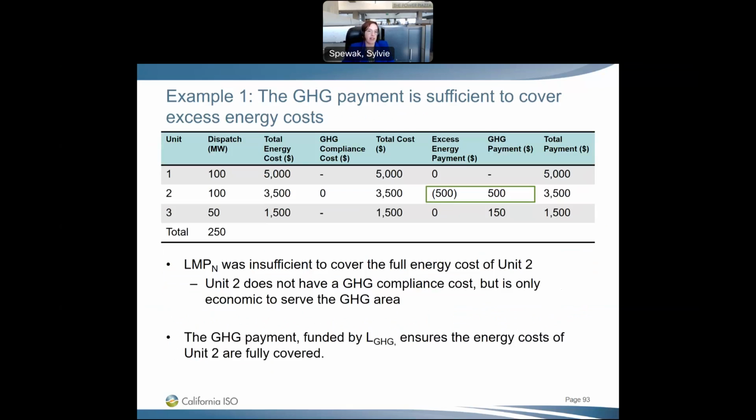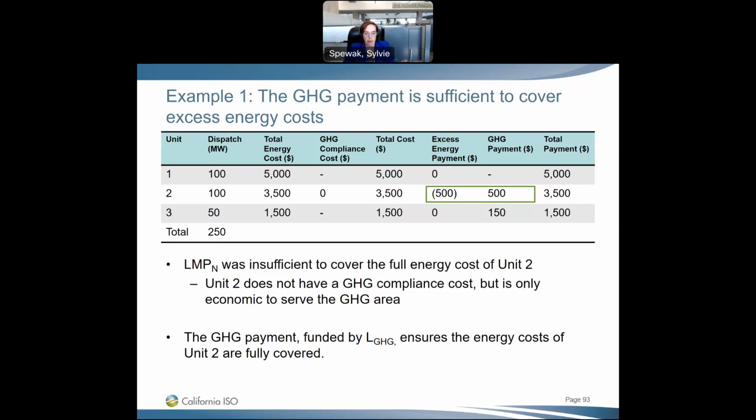And this slide summarizes the total cost of each of these resources to make sure that we know all of these costs are being covered and where they're getting covered from. So LMPN was insufficient to cover the full energy cost of Unit 2. Recall that LMPN is $30 per megawatt hour times 100 megawatts dispatched only gives us $3,000. But the total energy cost of this resource is $3,500. So it's in the hole $500, but it receives $500 in a GHG payment, and that makes sure this resource is fully covered.